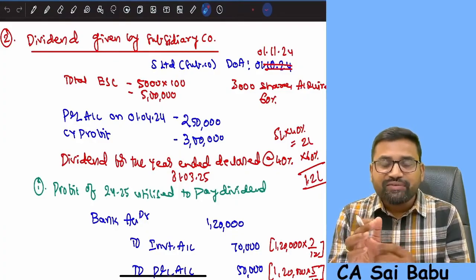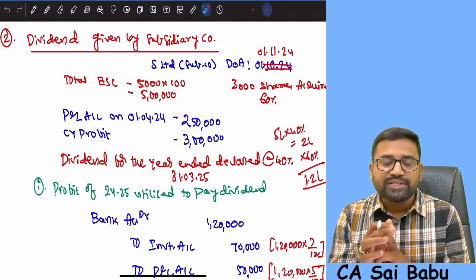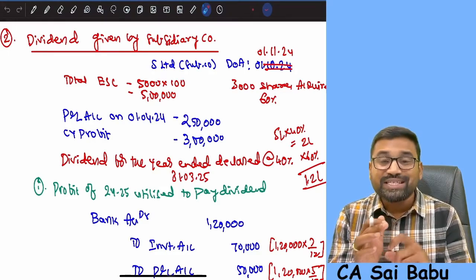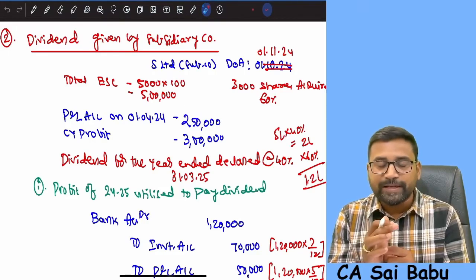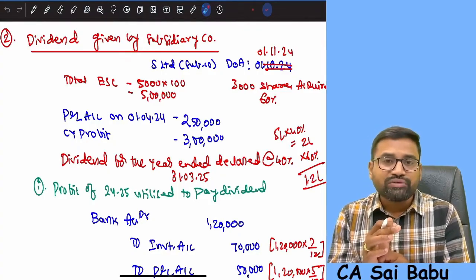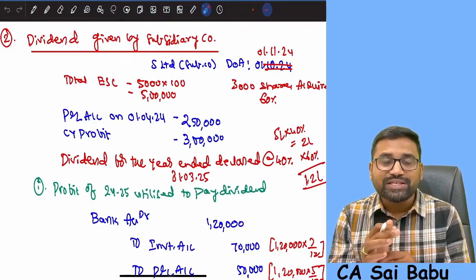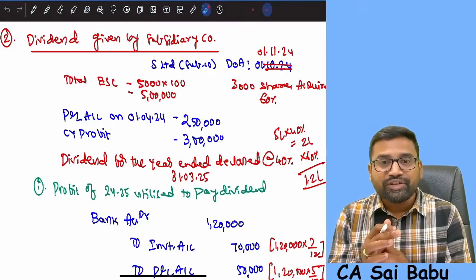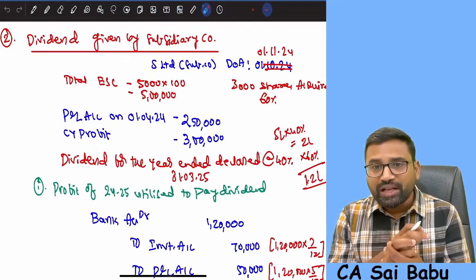If the dividend is given by the subsidiary company from pre-acquisition profits, the share of dividend which is received by the parent from the pre-acquisition profits will be treated as capital profits. It is adjusted to the cost of investment. If the dividend is given by the subsidiary company from post-acquisition profits, that share of dividend which is received by the parent company from the post-acquisition profits of the subsidiary will be treated as revenue profit and will be credited to the P&L account.